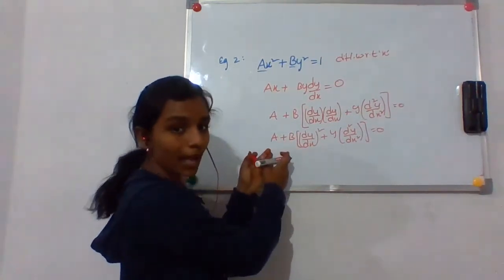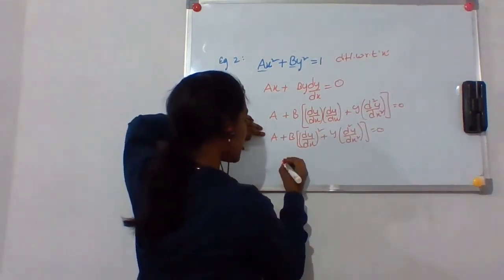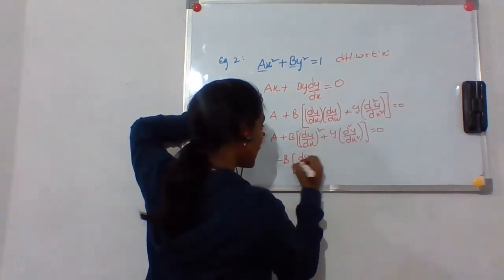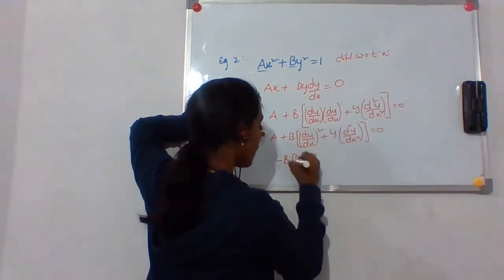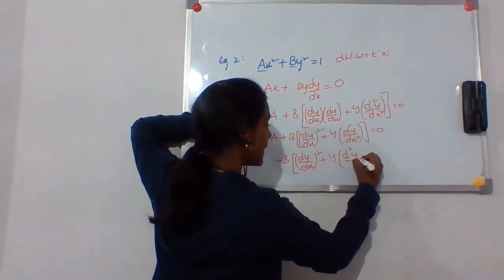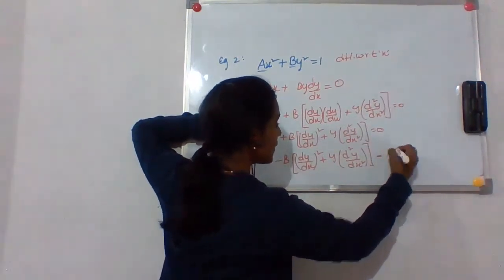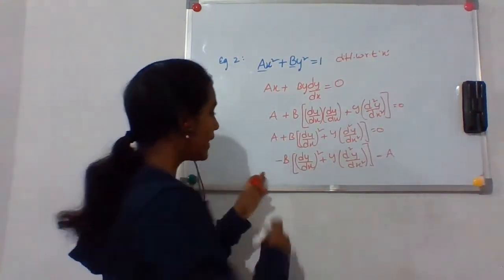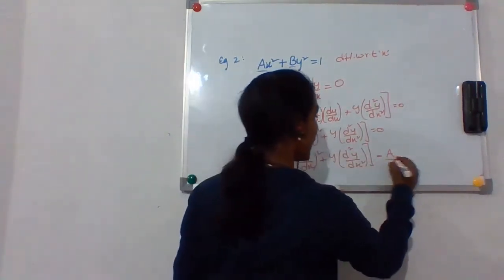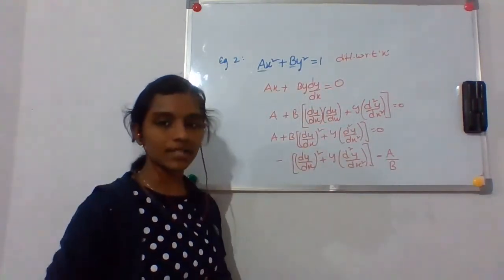Anyway, I have two arbitrary constants here. So I'll take a to that side. So I will get minus b into (dy by dx) whole square plus y into d square y by dx square, that is equal to a. Okay. Now I'll take this b also to that side. Then what will it become? a by b. Now I have the value of a by b equal to this.